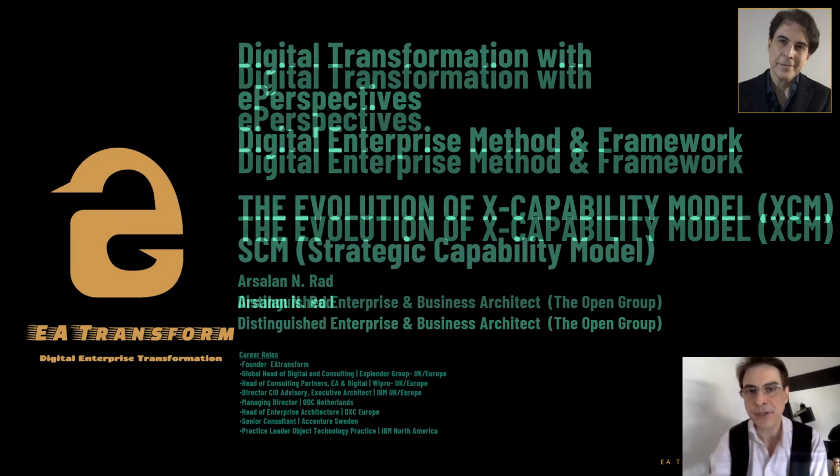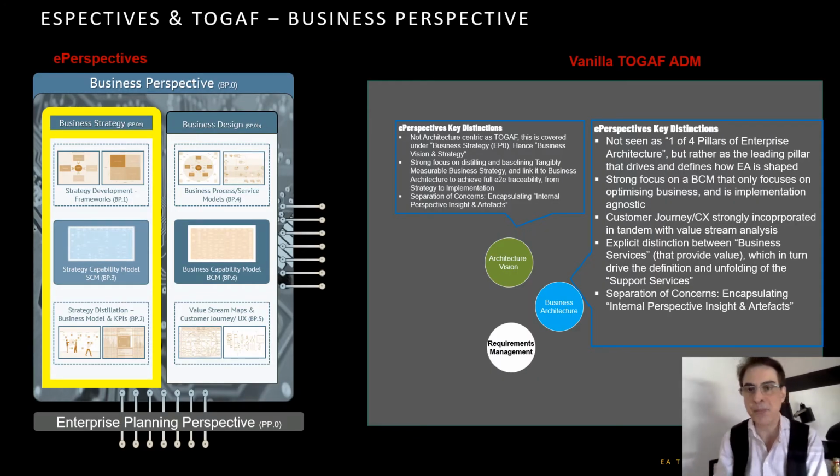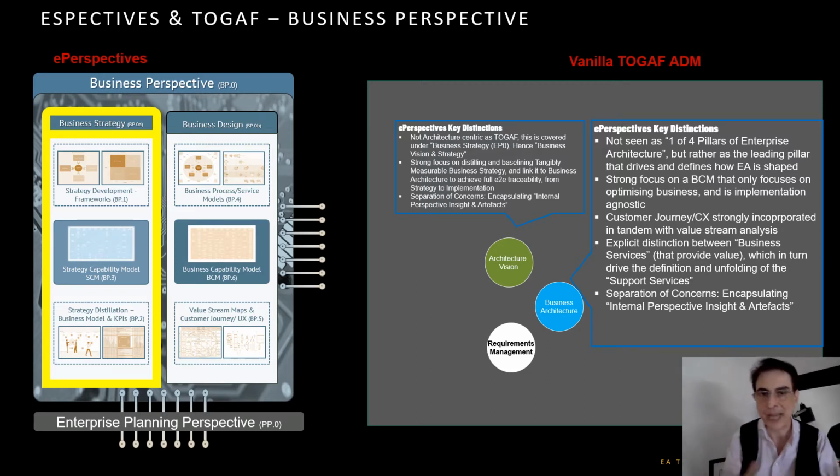We will be first looking at the strategic capability model or SCM, which is the first version, the first evolutionary stage, if you will, of the XCM. Let's remind ourselves a little bit about ePerspectives, and I've also included TOGAF because both of them address similar things as I have shown in a separate presentation. I've talked about the differences and how ePerspectives is a method and framework that actually makes TOGAF implementable and much more precise as an actual guide.